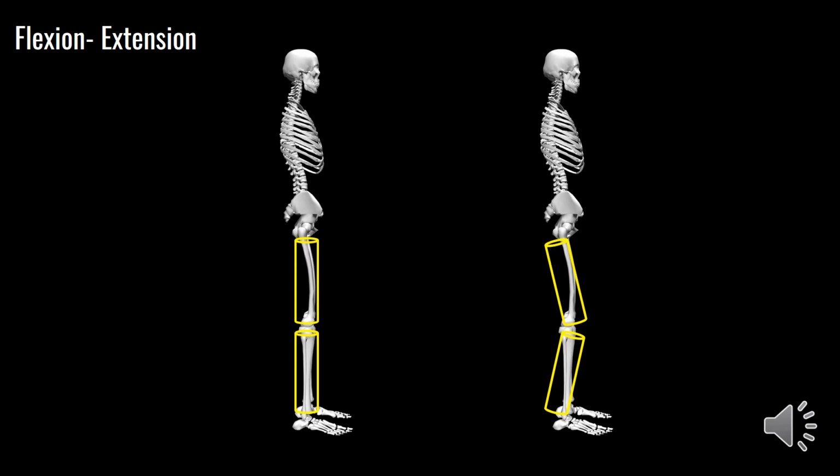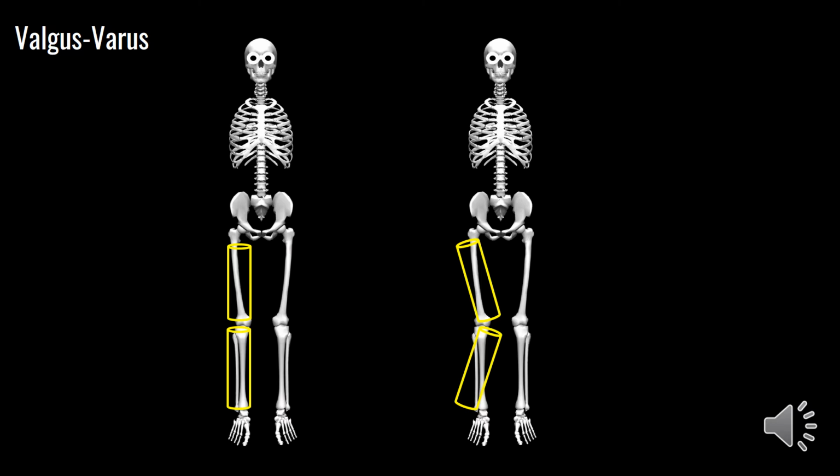So for clarity, when we talk about flexion and extension, we're talking about the movement of the tibia relative to the femur in the sagittal plane. And when we talk about ab and adduction or valgus varus at the knee, we are talking about the movement of the tibia relative to the femur in the coronal plane.